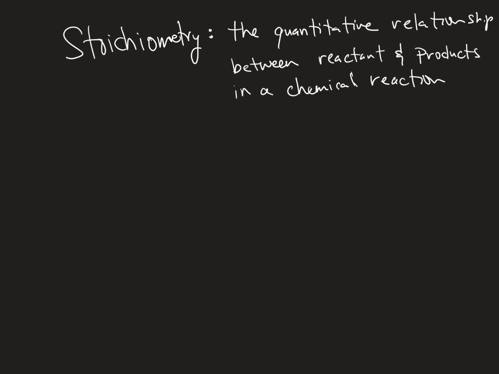All right, so let's start with, basically it helps us to convert from one substance in a reaction to a different substance. And it could also be between two reactants and also two products. It doesn't have to be just between reactants and products. Okay?